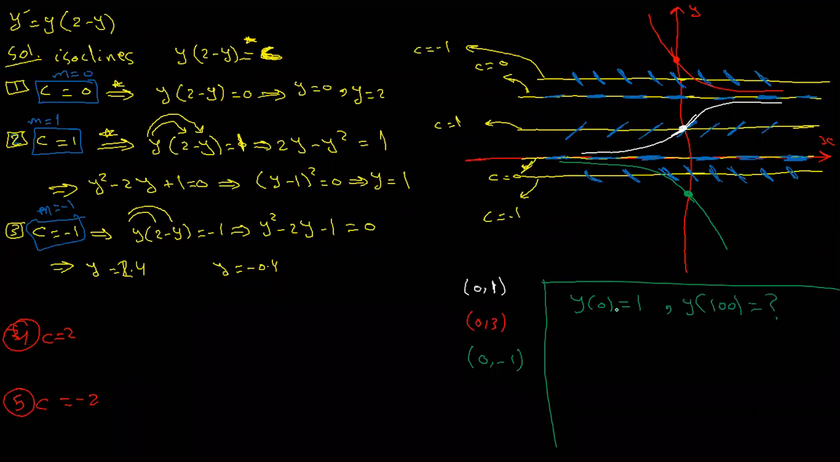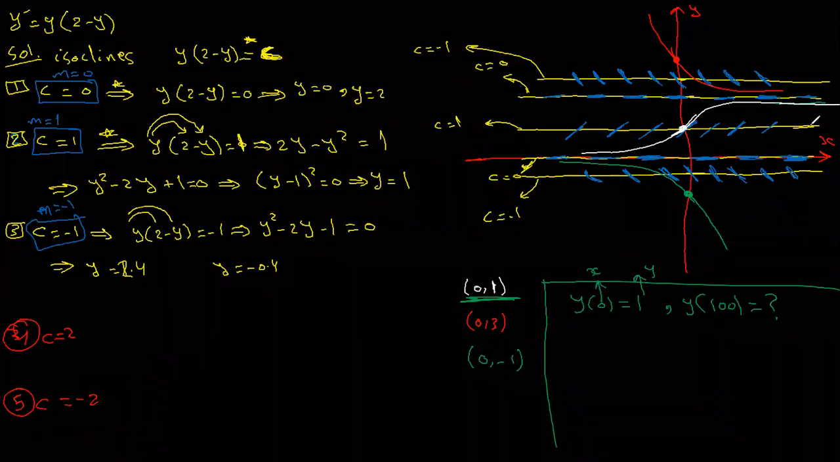Only 1 minute, please. So y of 0, the x is 0 and y is 1. So you are on the white curve. Now, if you are on the white curve like this, your x will be on the right. How to find the y? So which curve should we use now to estimate y of 100? When c equals what?